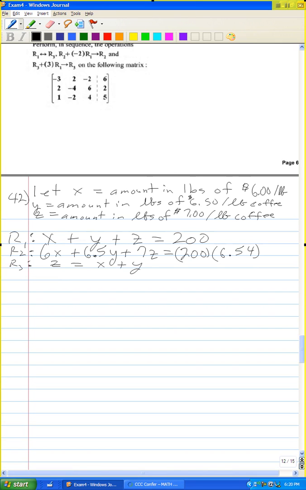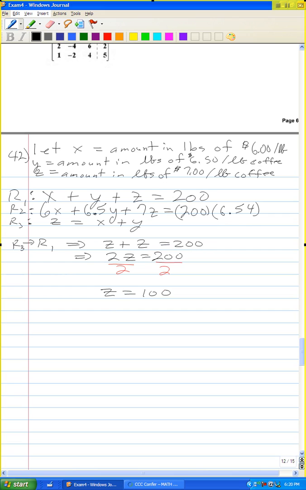Okay, so actually let's plug R3 into R1. So X plus Y is Z, plus another Z is 200. So that says that 2Z is 200. And so automatically I get Z is 100. Okay, good. So I've solved that. So that makes my life easy. Next, let's plug that into R1.